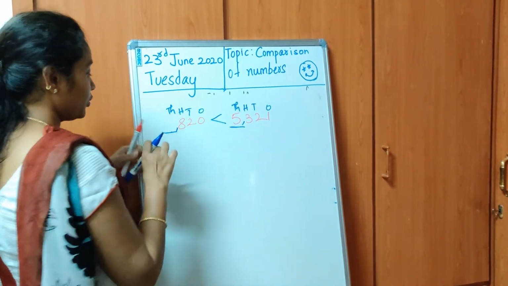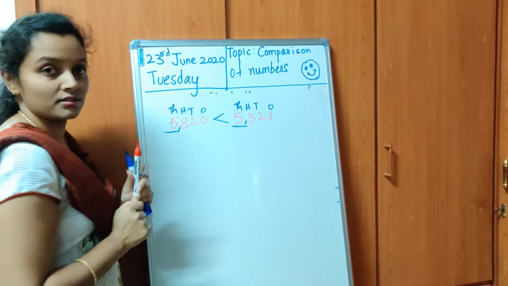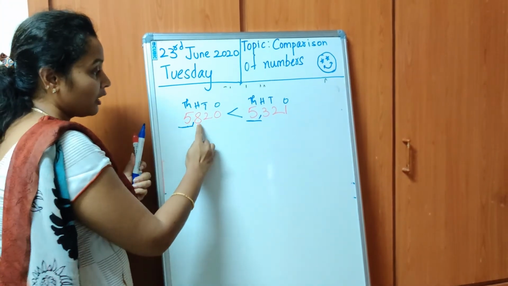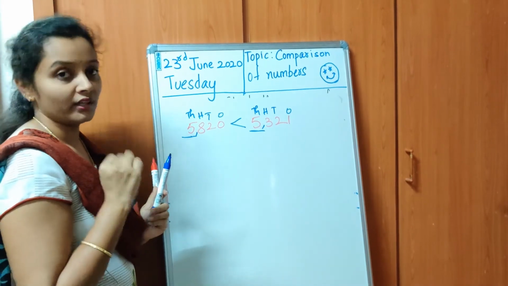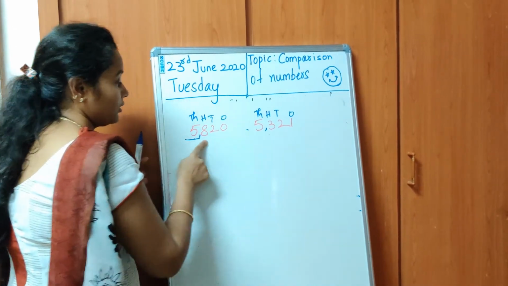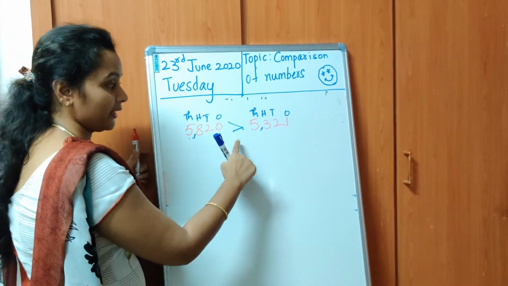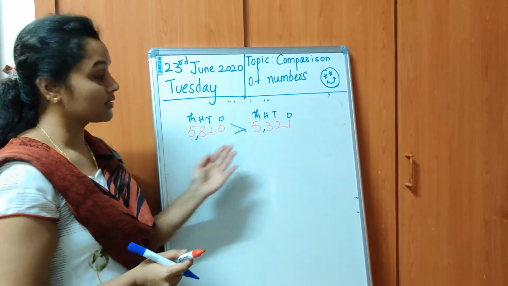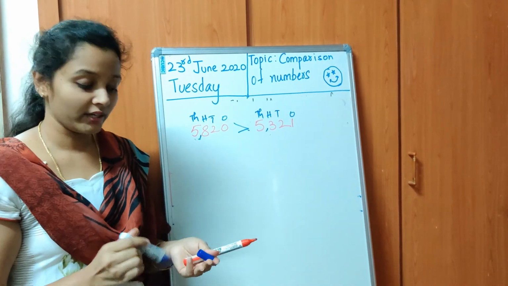Suppose on both sides the highest place is the same now. 5,000s, 5,000s. Then what are we supposed to do? Go to the next place. How many hundreds are there? 8 hundreds. Here how many hundreds are there? 3 hundreds. So which is bigger? This is bigger. So 5,820 is greater than 5,321. This is how you will compare if there are only two numbers. Fine. Hope you all understood it. Keep learning.